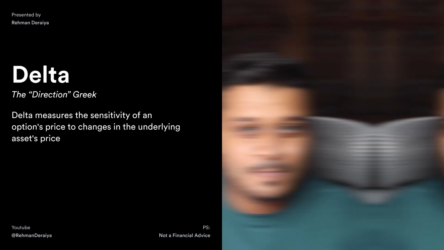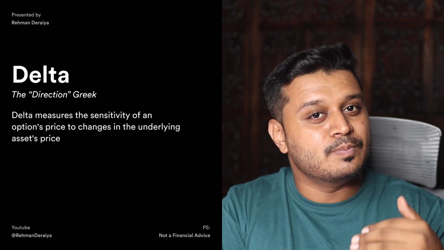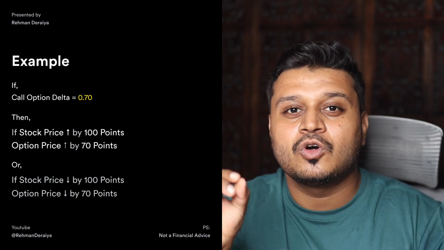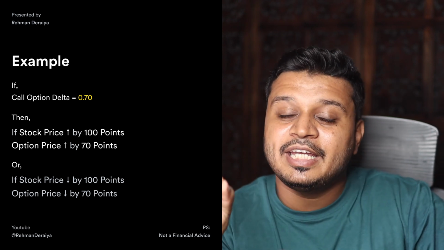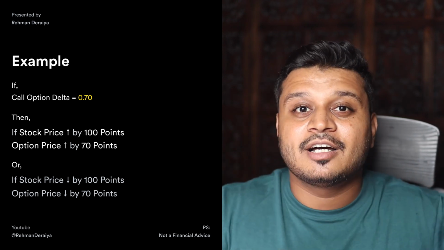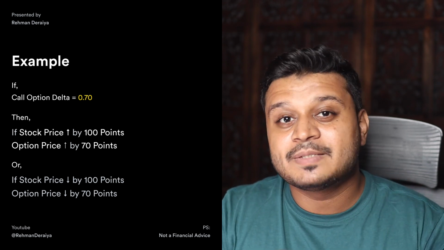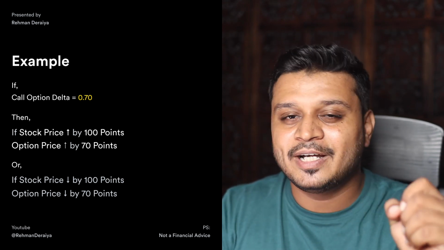The first Greek we'll explore is delta. Delta measures the sensitivity of the option price to the change in underlying prices. It tells how much the option price will move for every 1 point change in the Nifty index. Think of it as a direction indicator. Imagine you are holding a call option on Nifty with a delta of 0.7. This means that if the Nifty increases by 100 points, the price of the call option will increase by 70 points.